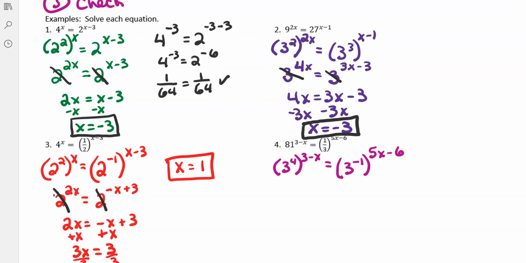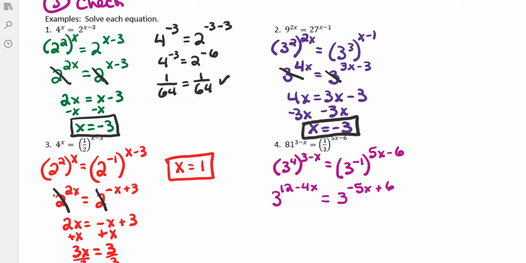All right, so from here we need to multiply our exponents. So that's going to be 3 to the 12 minus 4x. Just remember, you got to distribute to both sides. And then on the right, it's going to be 3 to the negative 5x plus 6.